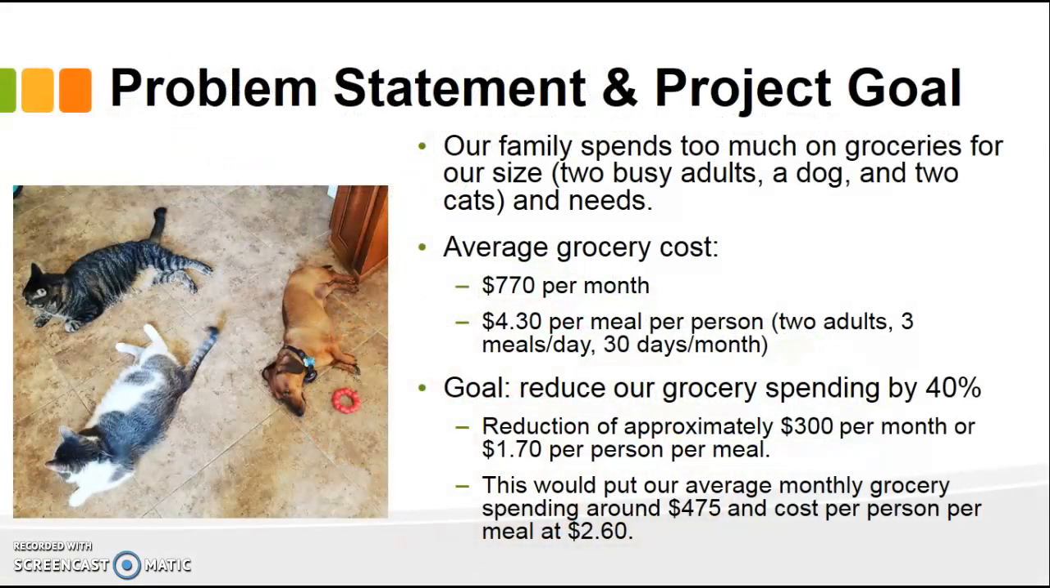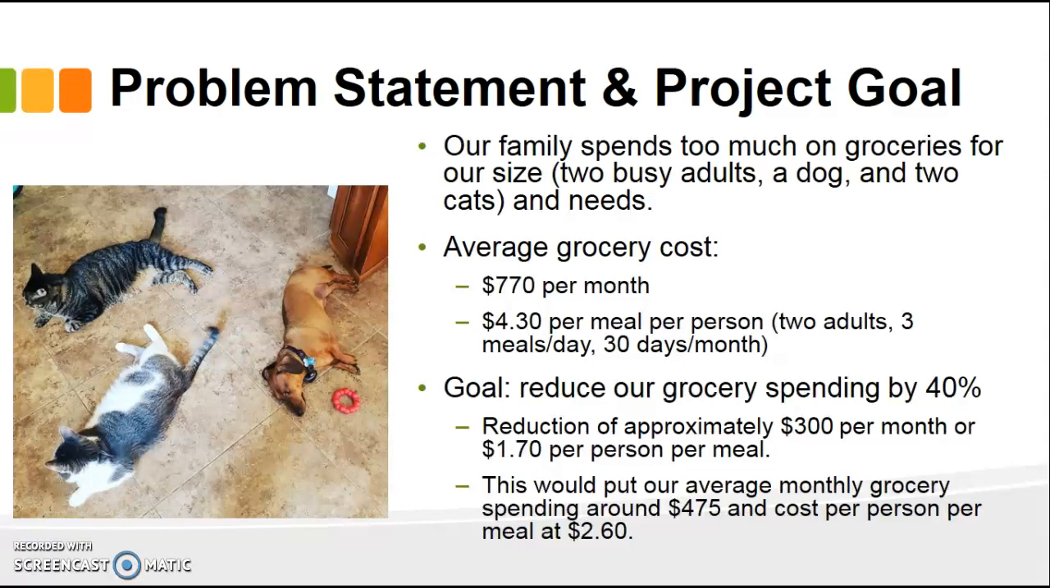So as a recap of the problem statement and the project goal, the problem statement is our family spends too much on groceries for our size, which is 2 adults, a dog, and 2 cats, and the needs that we have. You can see 3 of the perpetrators on the left-hand side of the screen there. And our average grocery cost now is $770 per month.